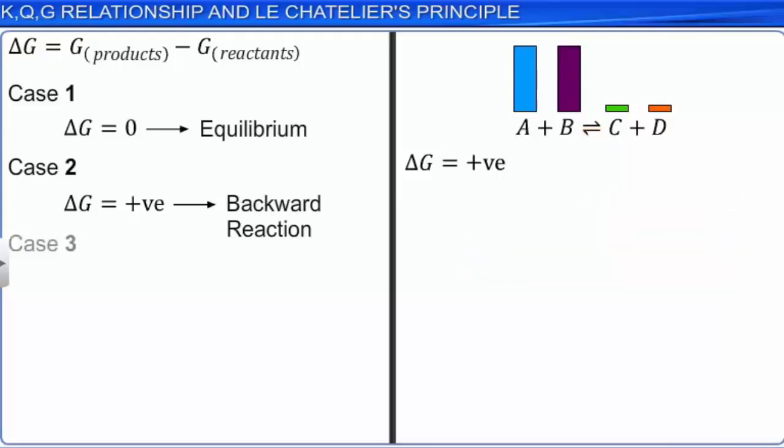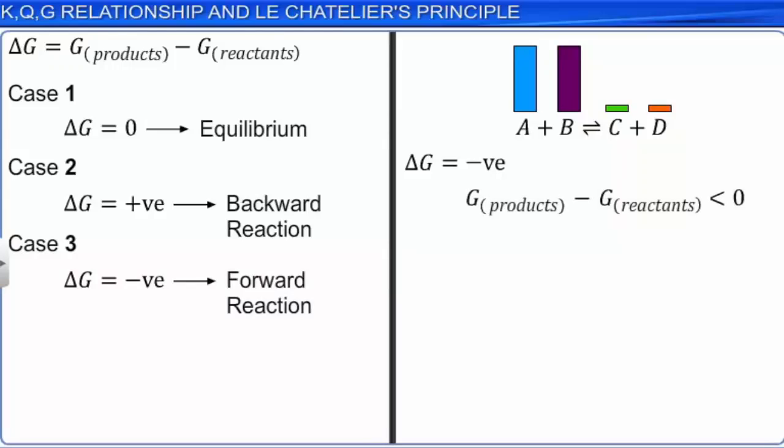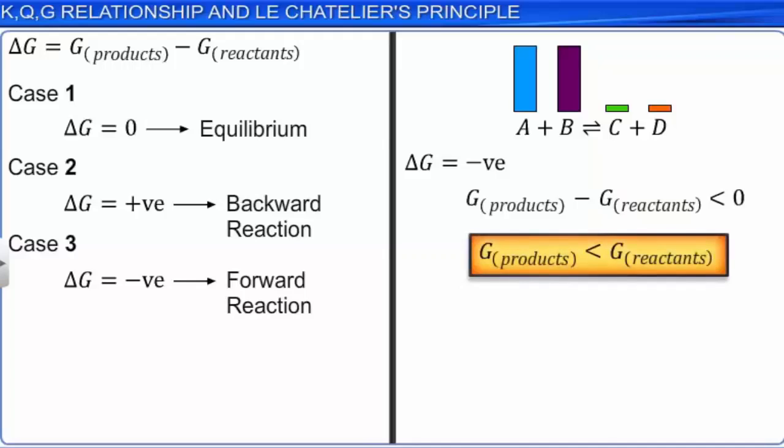When ΔG is negative, it means that the Gibbs energy of the products is less than the Gibbs energy of the reactants. This, in turn, means that the reaction can proceed spontaneously with the accomplishment of the network. In other words, the reaction proceeds in the forward direction of formation of the products.